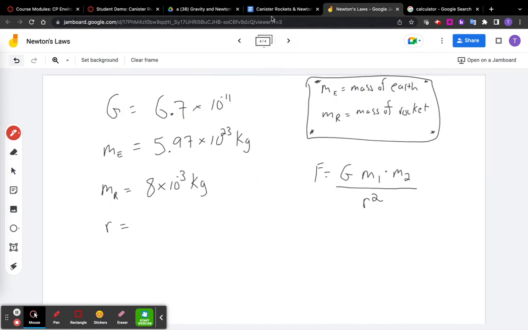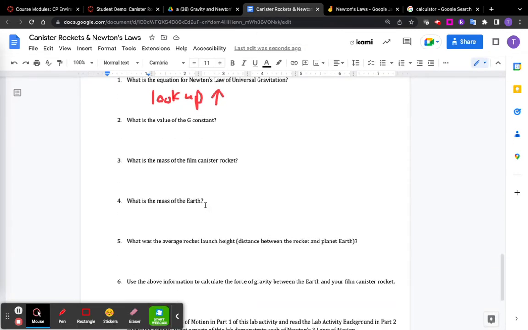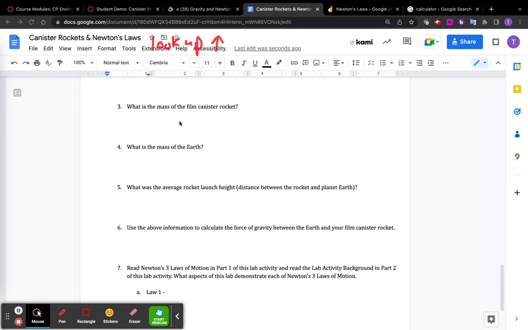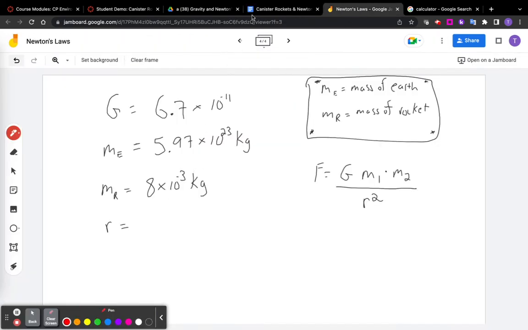G is 6.7 times 10 to the negative 11th. The mass of the Earth, I'll give it to you in this video in a second. And the mass of the film canister. So I weighed this. The film canister is about 8 grams. However, we know that the masses have to be in kilograms. So 8 grams is about 10 to the negative third. So 8 times 10 to the negative third kilograms. So that's the weight that we're going to use here.